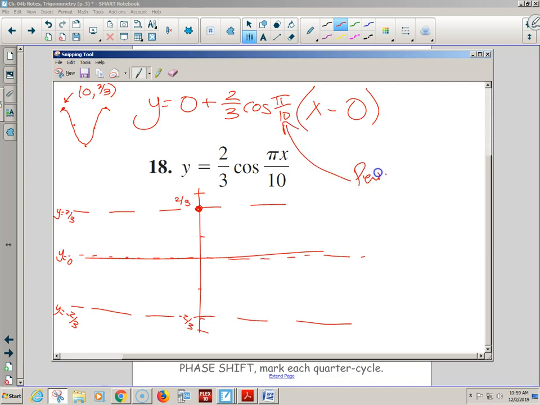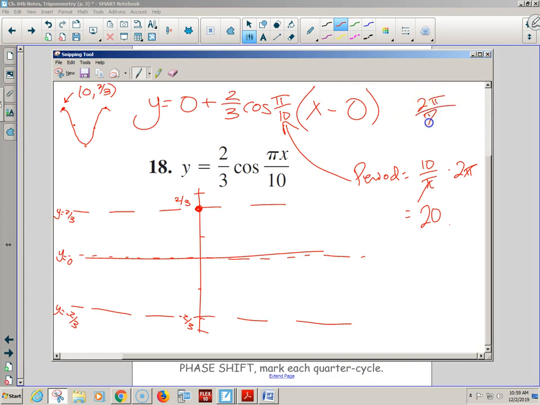Period. It says 2 pi. The normal period gets transformed how? By pi over 10 or 10 over pi? 1 over b is the reciprocal. Oh, that's weird. So how long is this cycle supposed to take? What if you did the 2 pi over pi over 10?